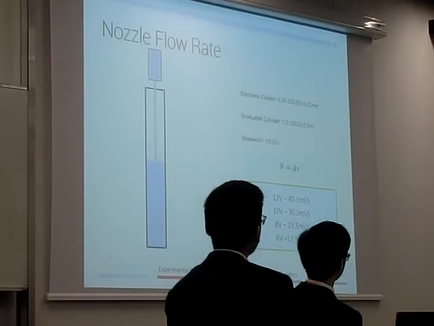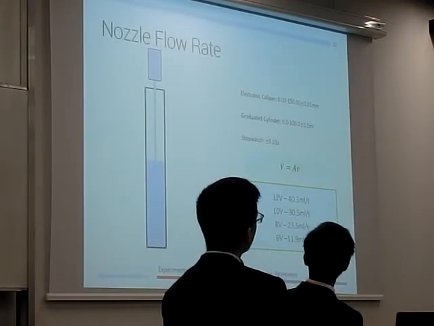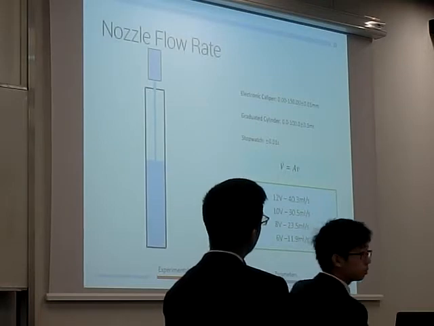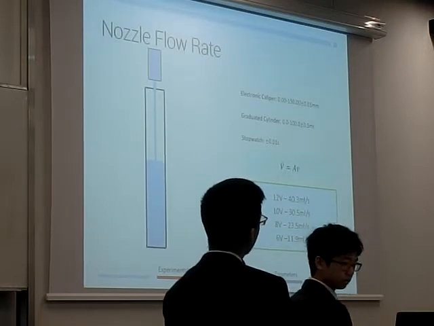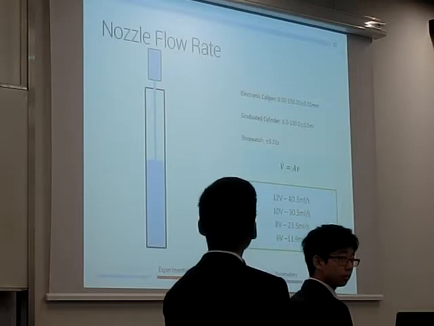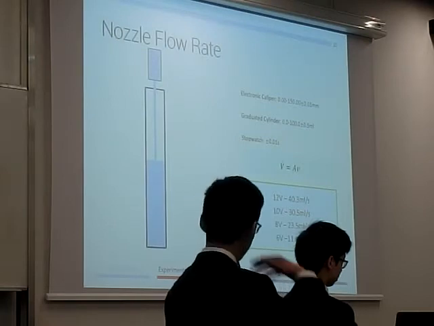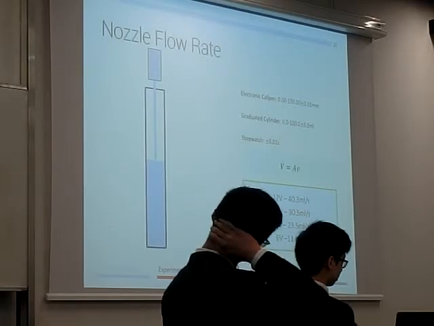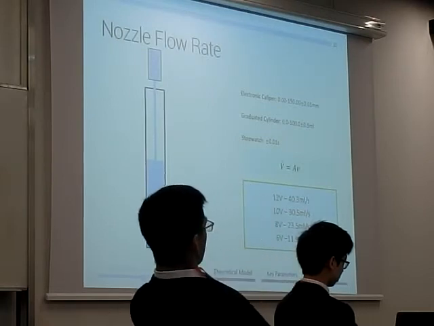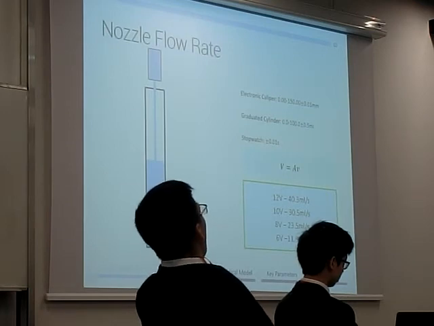My first experimental measure is the nozzle flow rate. So we can see I can measure the cross-sectional area of my jet, or the jet nozzle. Next, I can calculate the amount of volume it takes in a certain amount of time, and I can apply the volumetric flow rate equation to get various flow rates for different voltages from my power supply.